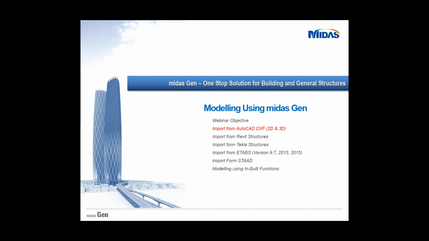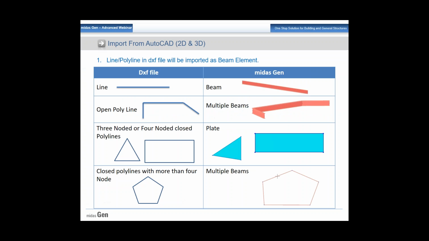So first, importing from the AutoCAD DXF files actually. If you're importing from AutoCAD DXF, all the lines or polylines in a DXF file will be imported as beam elements. So for example, if you have a straight line in AutoCAD DXF, it is imported as a straight beam element. And if you have an open polyline, which is not closed, it will be imported as multiple beams actually. And if you have a three-noded or four-noded closed polygon, those are imported as plate elements. Closed polygons are imported as plate, not as beam elements.